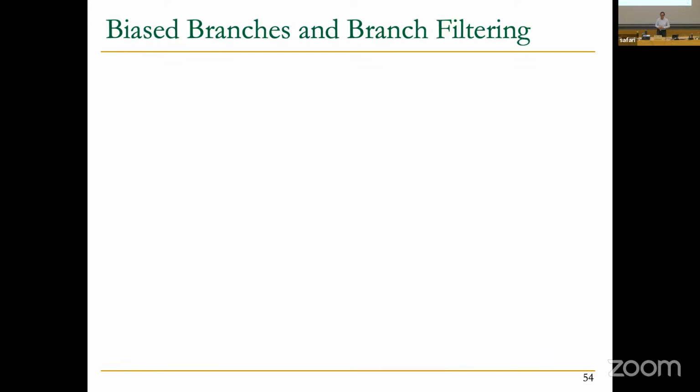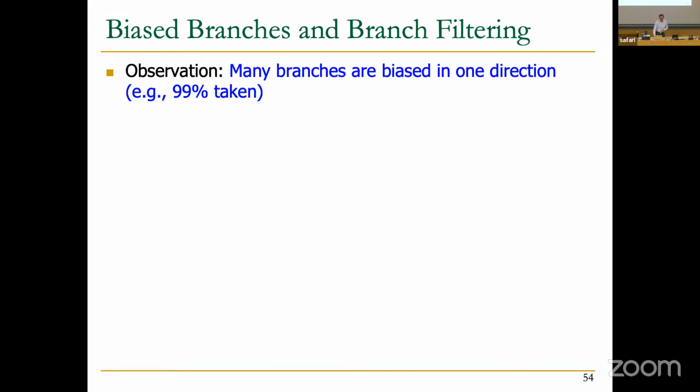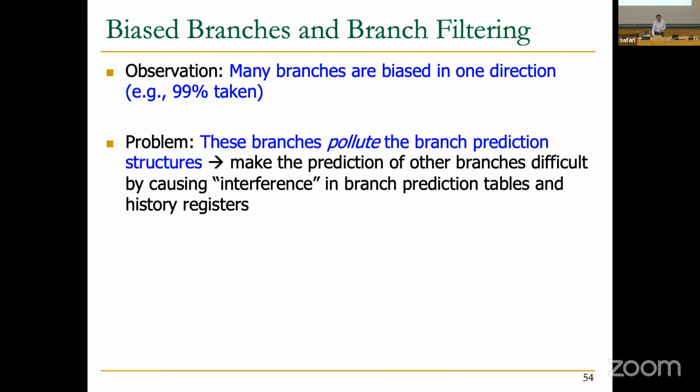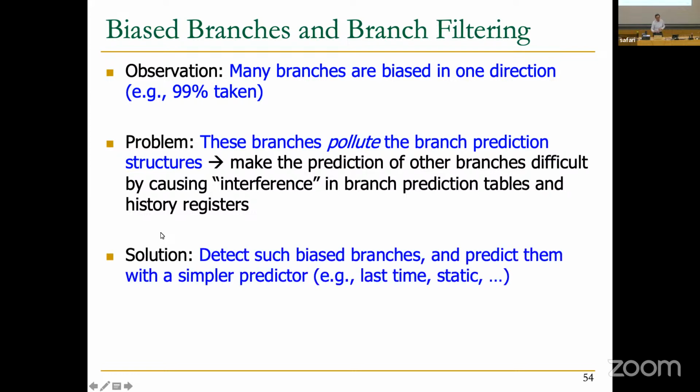There's another idea that I would like to discuss that relieves the predictor a lot, and this is biased branches and branch filtering. Basically, the observation is what I said earlier. Many branches are biased in one direction, for example, 99% taken or 99% not taken. And these branches are actually easy to predict, but they make your life harder by polluting these structures that we are designing for actually harder to predict branches. So they make the prediction of other branches difficult by causing interference in the branch prediction tables and history registers. So the solution is to detect such branches and predict them with a simpler predictor: last time, static, etc.